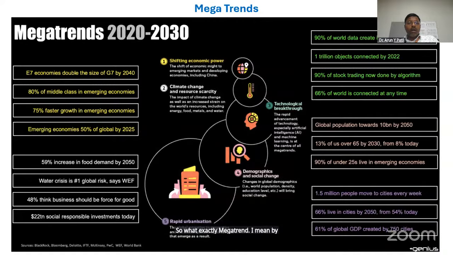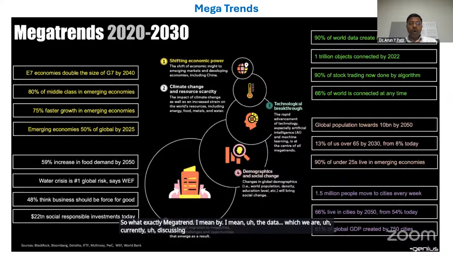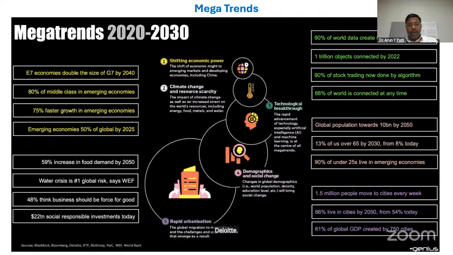I mean the data which we are currently discussing is from the World Economic Forum, McKinsey, Deloitte, Bloomberg, BlackRock, and World Bank. So these are the stakeholders who came together and built a report on mega trends. Like by 2030, what are the areas wherein you can expect there is going to be a huge changeover, or there is a requirement of a lot of research in the domains.